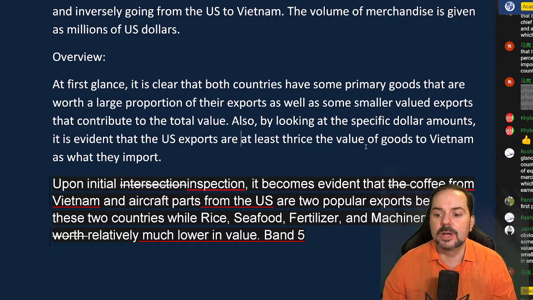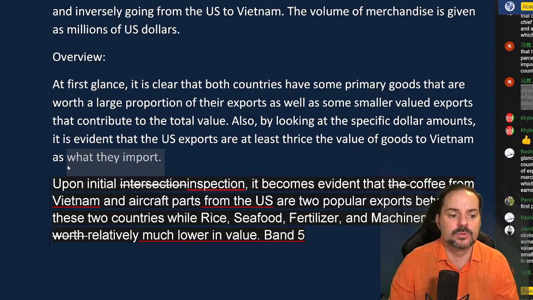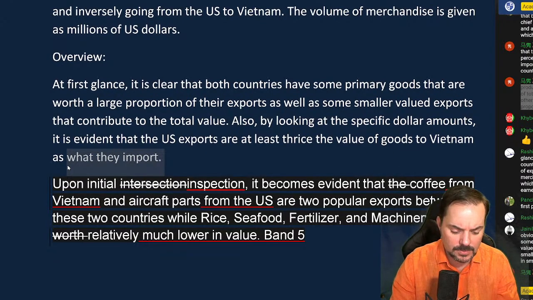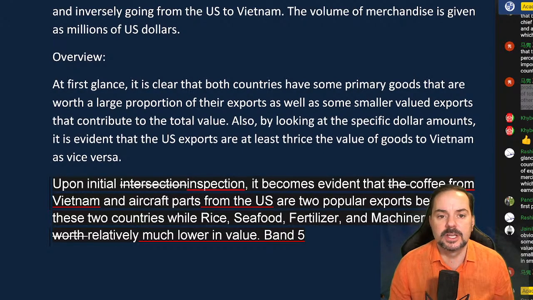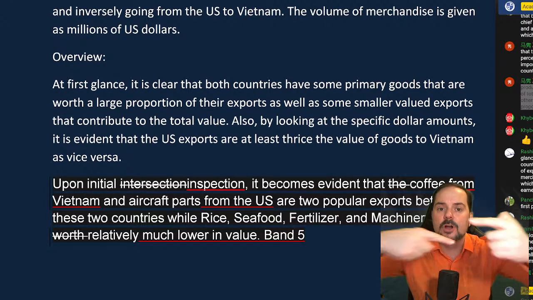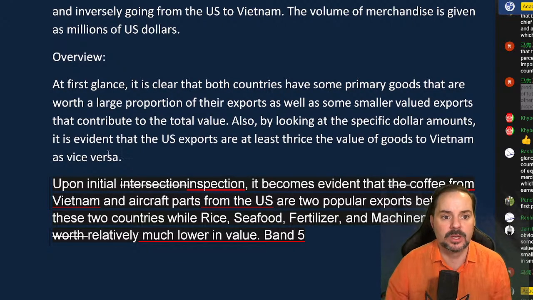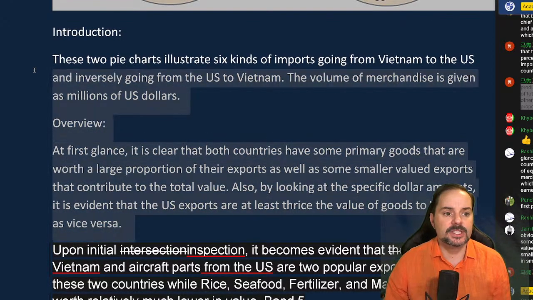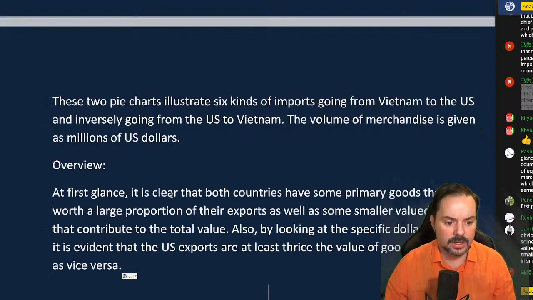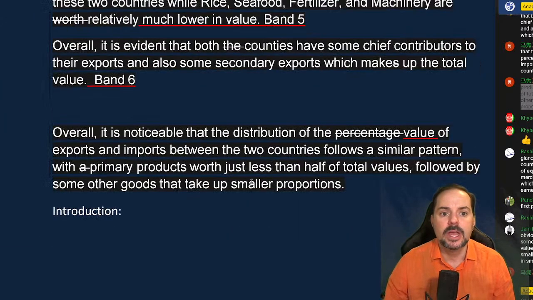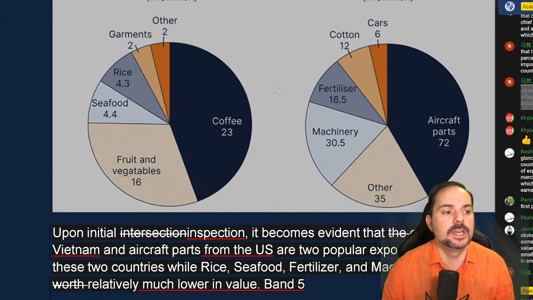at least thrice the value of goods to Vietnam as what they import, okay? And instead of "as what they import," vice versa. Okay, that's a nice way to say back and forth, the opposite, as vice versa. Okay, so this is my introduction and my overview here.